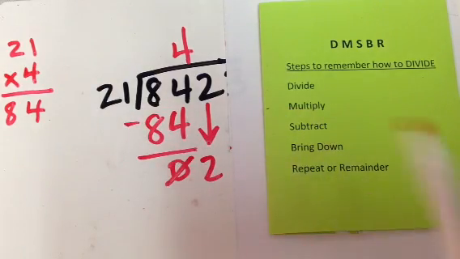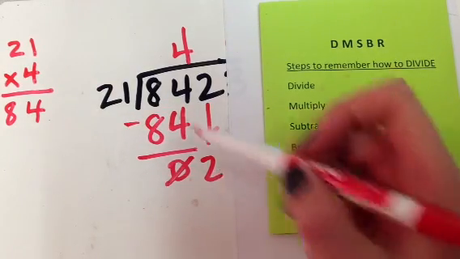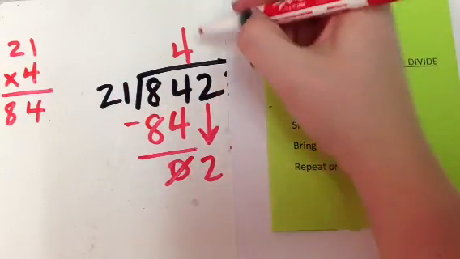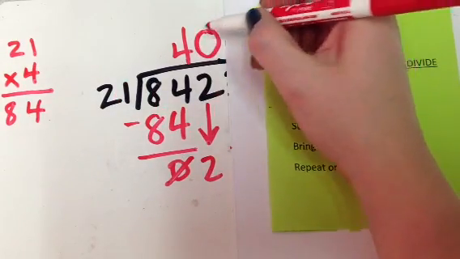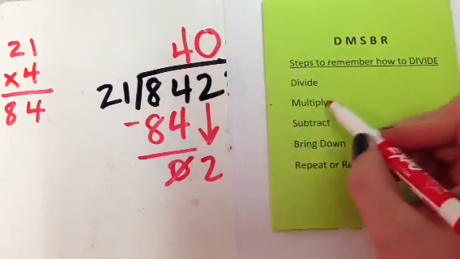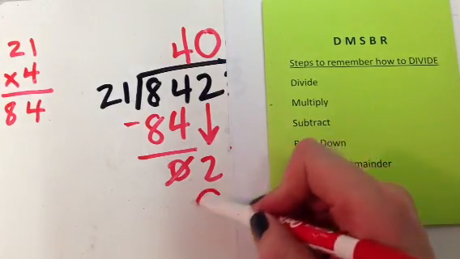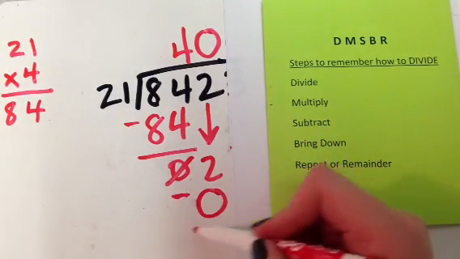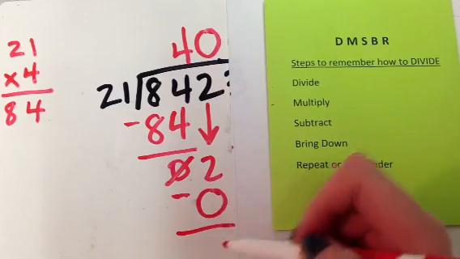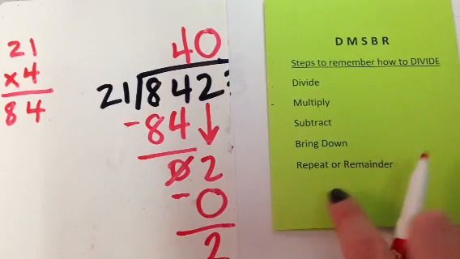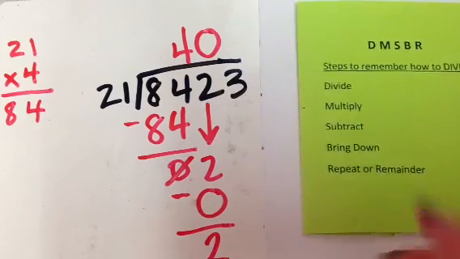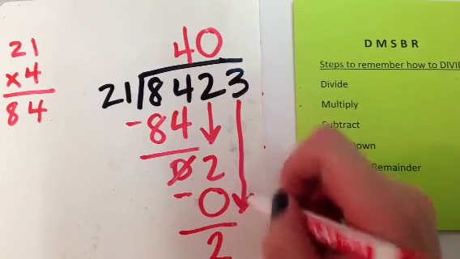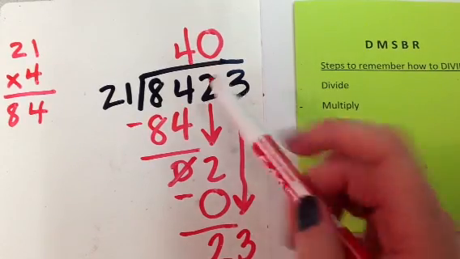Can 21 go into 2? Oh no, it can't, because that 2 is smaller. So I'm going to say that 21 can go into 2 0 times. 21 times 0, this is my multiply step, right, is 0. I'm going to subtract. 2 minus 0 is 2. And now I'm going to bring down and repeat. I'm going to drop that 3 all the way down there and repeat.